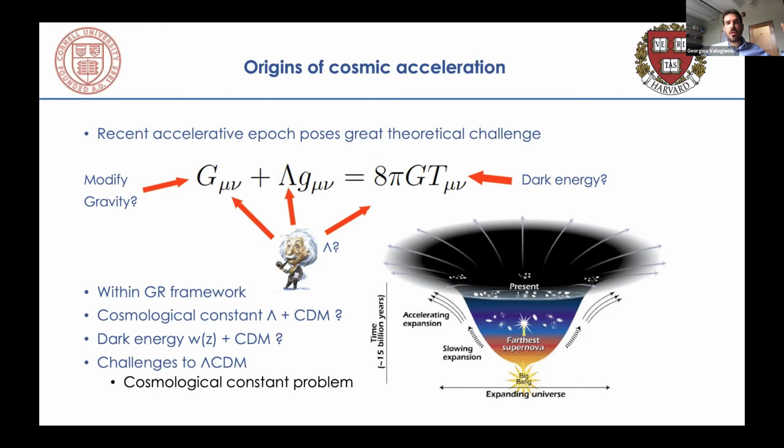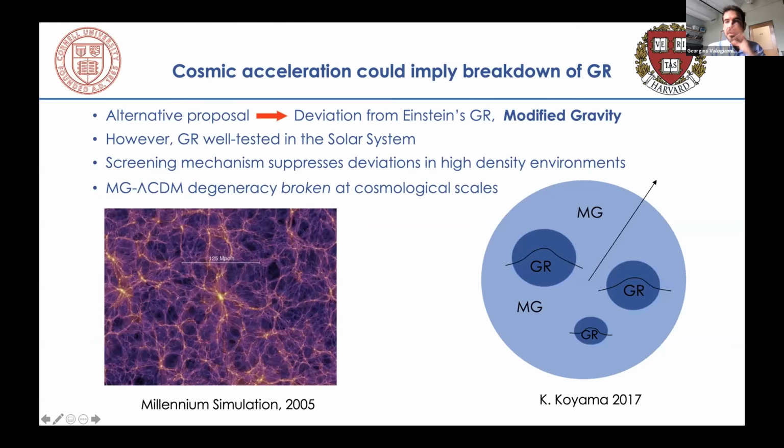So one of these alternative proposals essentially looks into the left-hand side of Einstein's equation of general relativity that you can see here, and states that what we observe might be the signal of a fundamental deviation from Einstein's gravity, which could be responsible for driving the expansion of the universe to accelerate instead of dark energy. These types of theories go under the name of modified gravity, which is essentially an umbrella term. It encompasses all potentially interesting and viable ways in which one can perform this task in the context of cosmology.